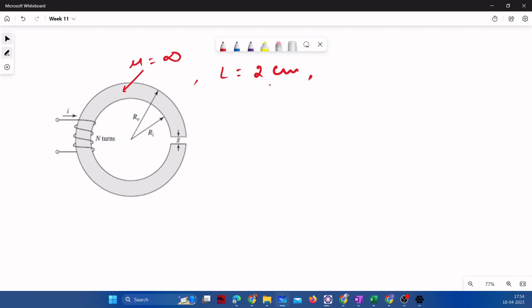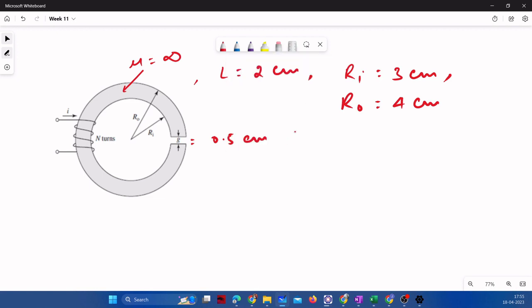Since here it is given in terms of radius, let me provide Ri. It is 3 centimeter and Ro is 4 centimeter. And the air gap length g is 0.5 centimeter. We need to compute the inductance of the core. So how to proceed with that?